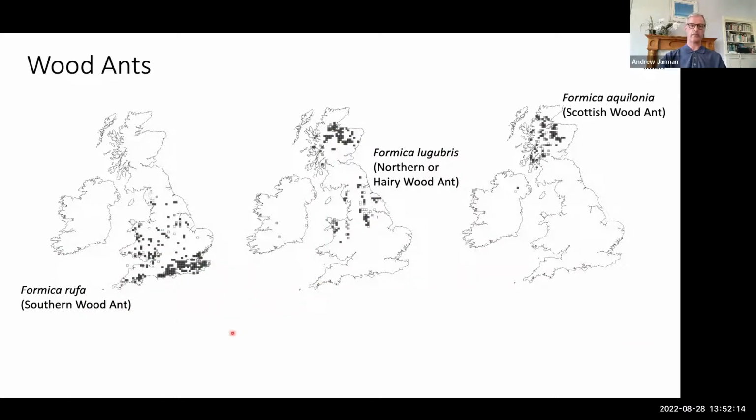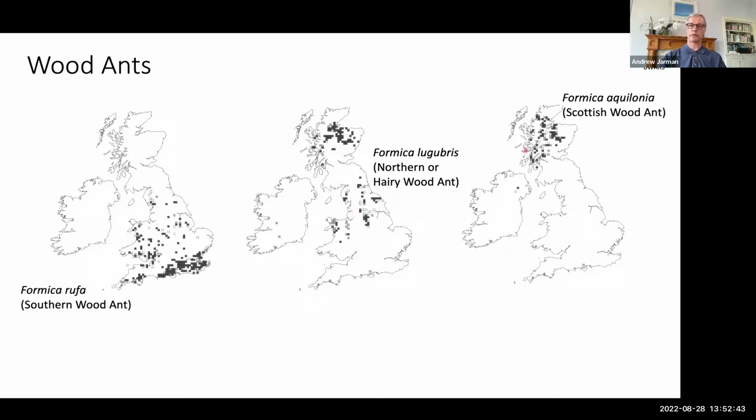And from a bluffer's point of view, they're quite hard to tell apart. I'm not going to spend much time trying to tell you how to tell them apart. Geographically, they're quite distinctive. So if you are in southern Britain or South Wales, then it's most likely Formica rufa, the southern wood ant. If you go further north, that's where you get a problem because you get overlap between Formica rufa and Formica lugubris, the northern or hairy wood ant. So that's a bit more difficult.